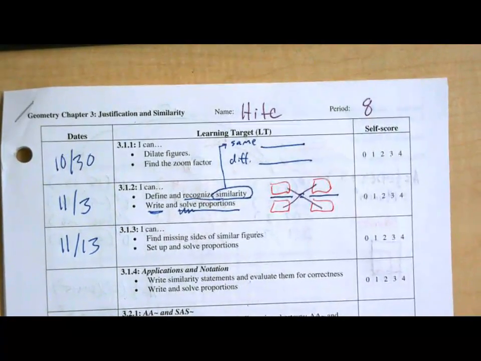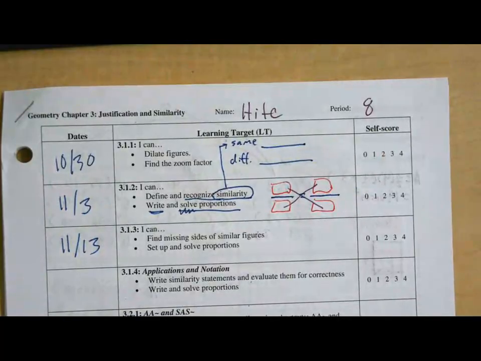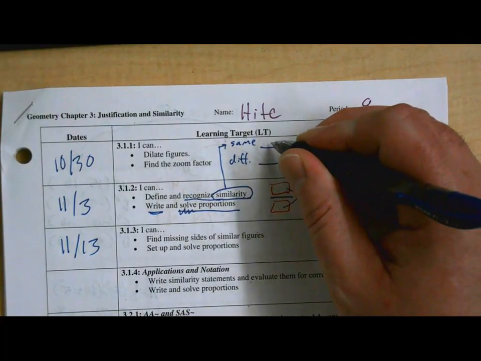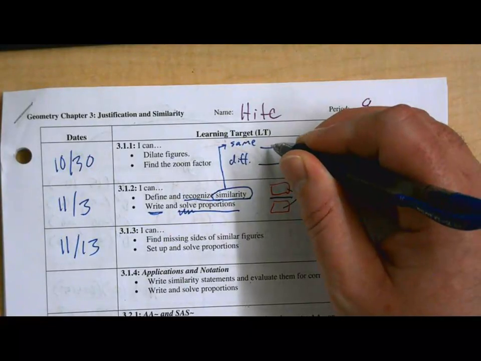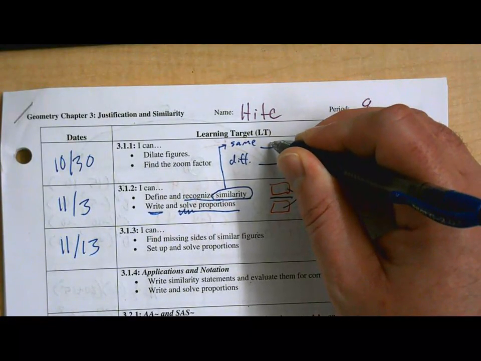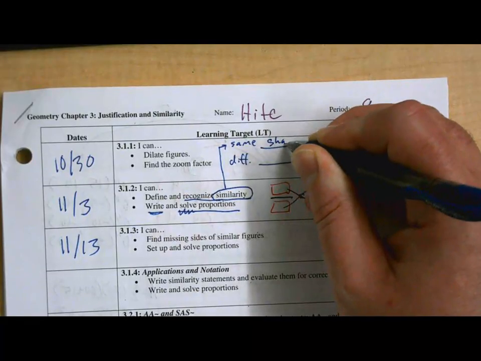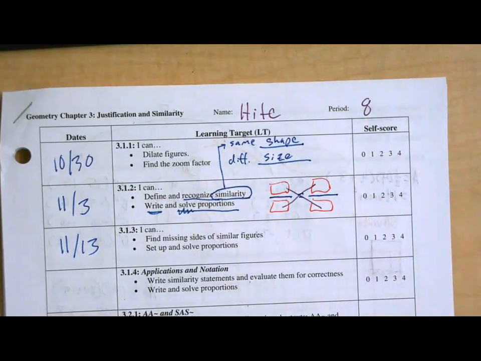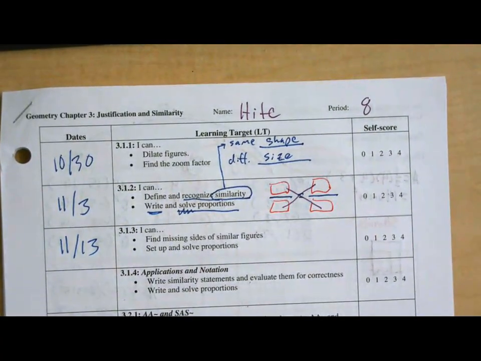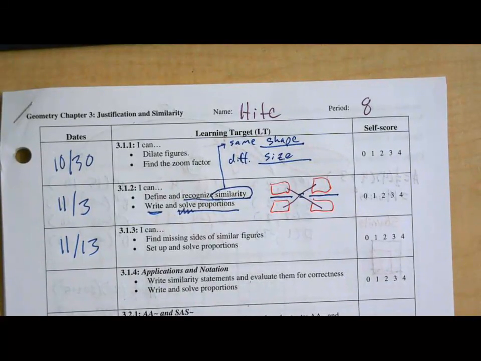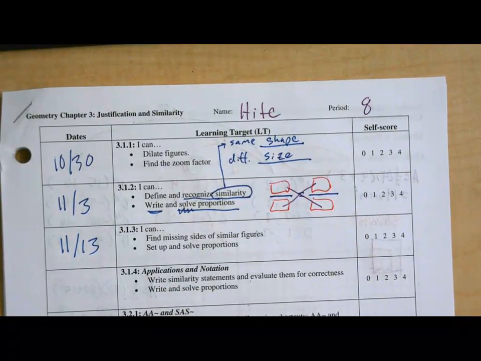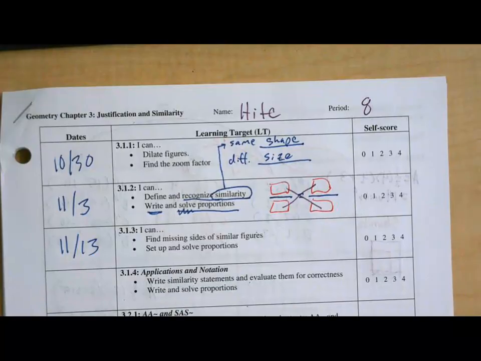Same shape, different size. There we go. I heard a bunch of different things, but some of them were right. So same shape, different sizes. And if they can be the same size also, that's a special case. When it's the same size and the same shape, then it's not only similar, it's also congruent. And we got a whole unit on congruence coming up later on.